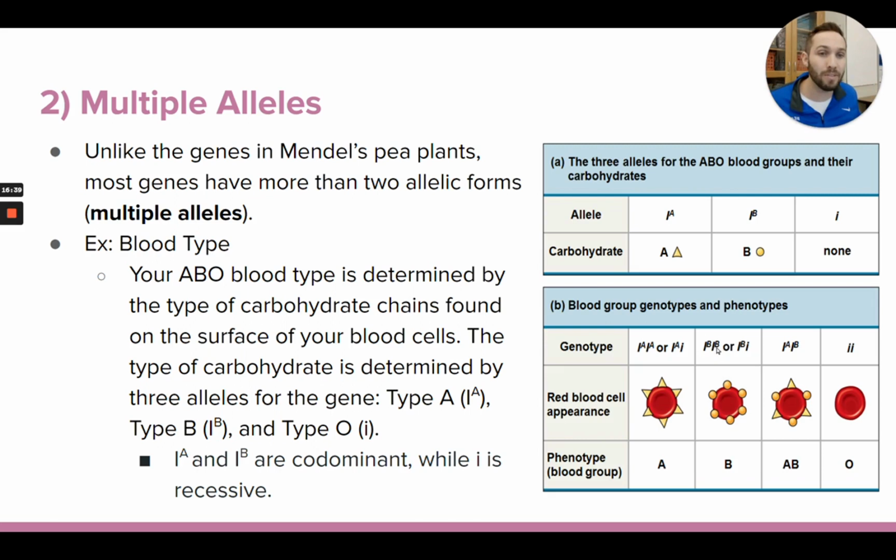Same thing with B. You could have two B alleles, or you could be heterozygous and have a B allele and an O allele, but B is dominant, so you would have type B blood. To have AB blood, you would have to have the A and the B allele, which are both co-dominant with each other. And to have type O blood, you would have to have two O alleles. If you have two O alleles, that's what leads to being type O, which is recessive.